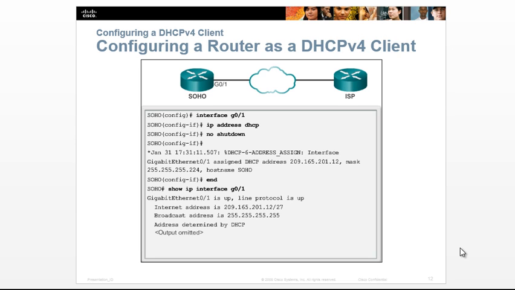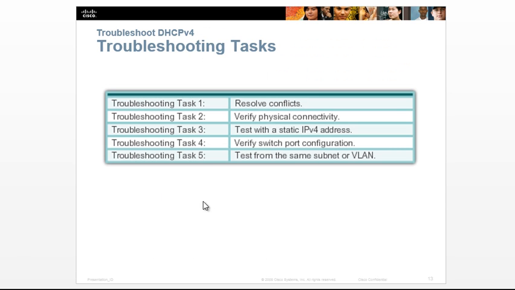You may also want to configure it as a DHCP client. And in that case, it will get its IP address from another DHCP server. And here are the commands to do that. So there are some tasks that you may need to do in troubleshooting a DHCP server. One of those is resolving conflicts. That becomes a big deal when you change DHCP servers because one may not have a list of what the other one has.